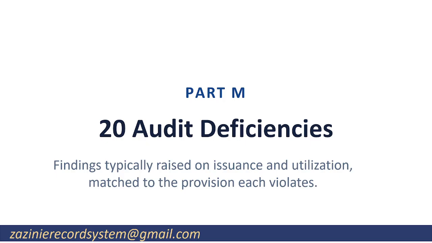Findings typically raised on issuance and utilization, matched to the provision each violates. This part presents 20 audit findings in the exact style you will see in a real audit observation memorandum, each tied to the provision it violates. Next slide. 20 audit deficiencies.